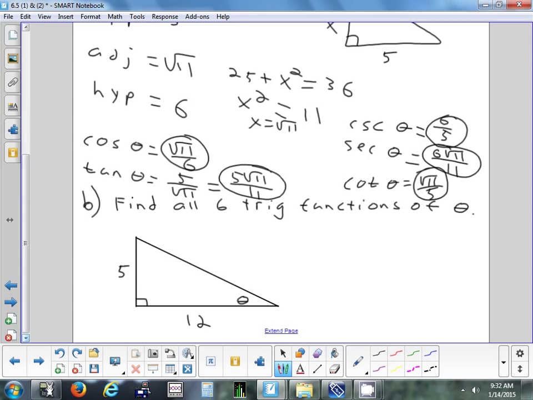Okay, similar kind of problem. This time they drew it as a picture. Does anybody know real quick what the hypotenuse is? 13. Yeah, how do you know that? Yeah, what's it called? There's a name for that. It's a special triangle. Anybody know what that's called? It's a Pythagorean triple. Okay, Pythagorean triple, there's an unlimited number of them.